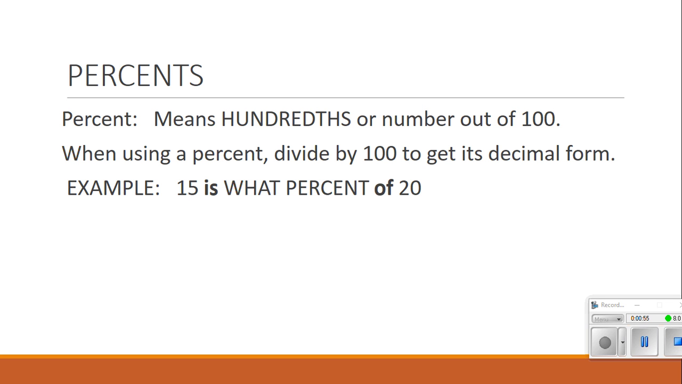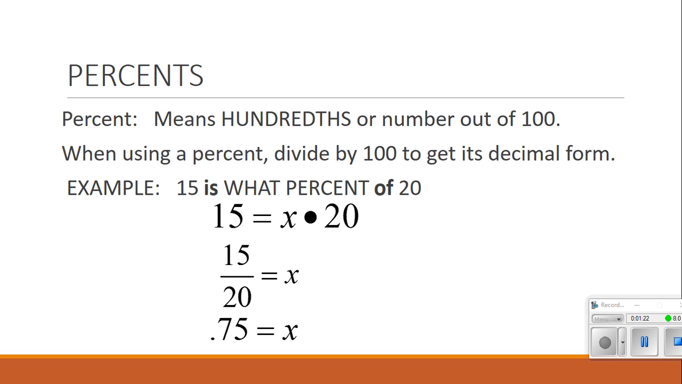So this would be an example of a question that would be talking about percents. 15 is what percent of 20? So what we do is we would say 15, and then is always means equals, and of always means multiply. So we're looking for that x value of the percent. So we're going to solve this like a basic linear equation and divide both sides by 20. And we get 0.75. But remember, the question said what percent? 0.75 is not the percent. So to get the percent, we're going to multiply by 100 to get its percent.